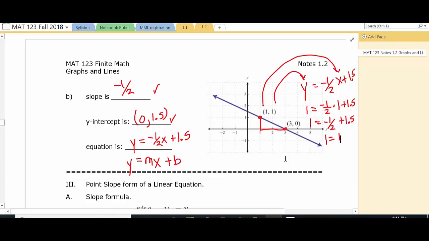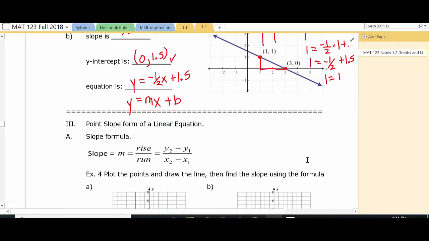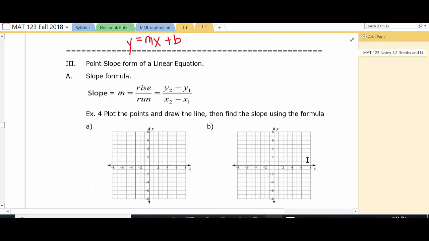Okay, does anybody have any question about how I got that answer just by looking at the y-intercept and slope? We good? Okay. All right. Now we're going to go to the slope formula.